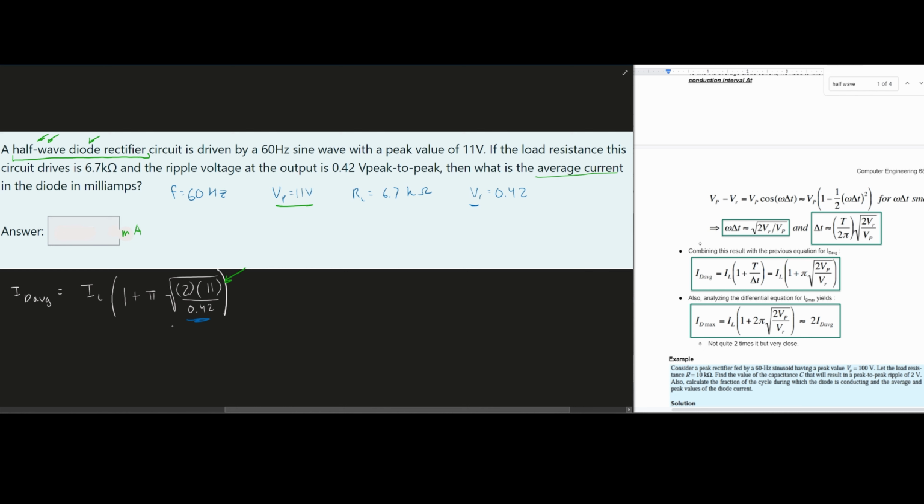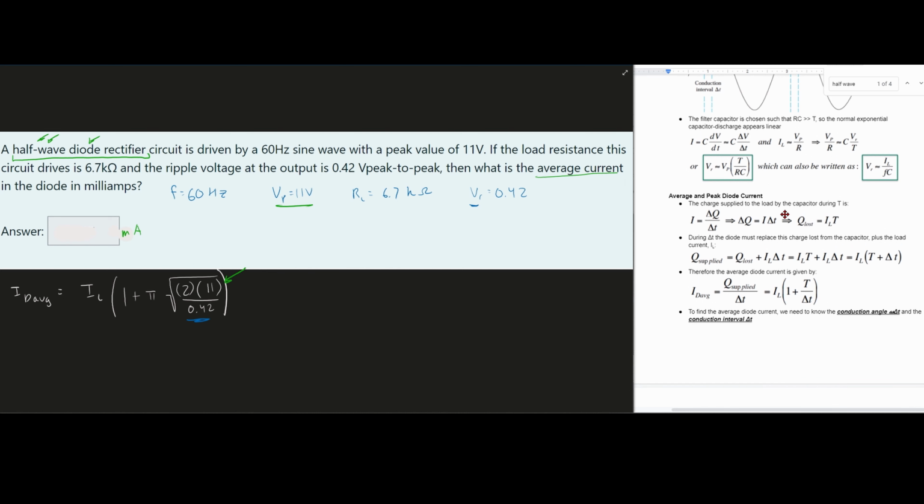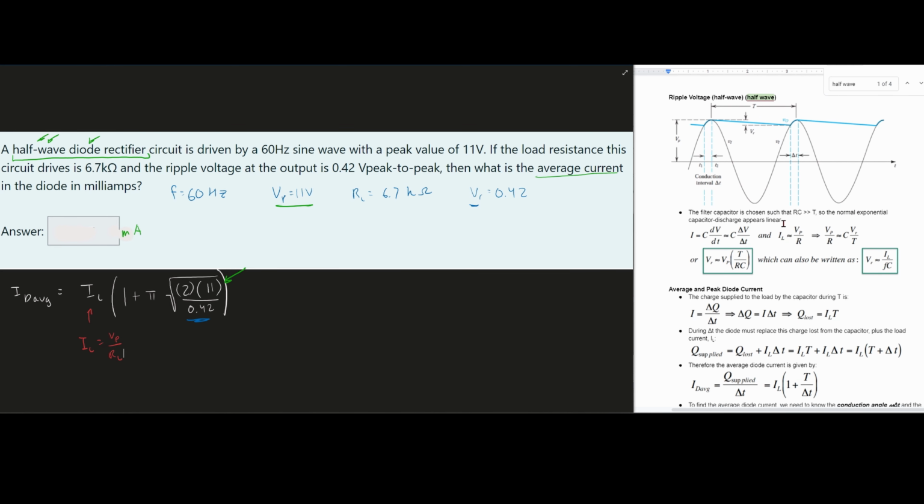Now, we need to find our IL. So let's do that next. Well, if we scroll up, we have an equation for IL right here. IL is just going to be equal to the voltage peak over the load resistance. We could see that from here as well, but it's really apparent in the equation that we have right here.